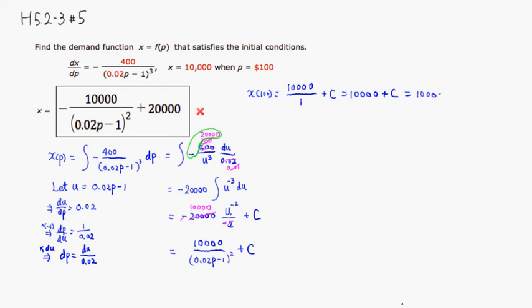So in this case, if you subtract 10,000 from both sides, we can see that c is actually 0. Therefore the function we are looking for, x of p, is 10,000 over the quantity 0.02p minus 1, squared, plus 0. Alright, that's it. I hope that this was clear.